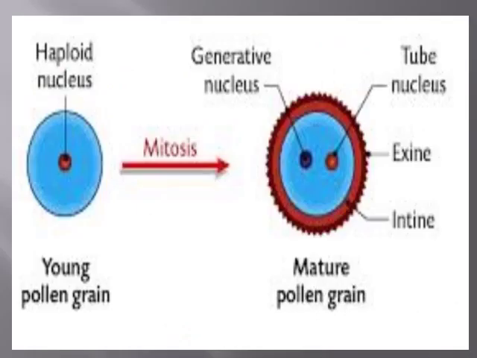Here you can see the young pollen grain that has a haploid nucleus. Then after mitosis, one nucleus divides into two, and it becomes a mature pollen grain. It contains the generative nucleus and tube nucleus, and then the exine and intine formation takes place.